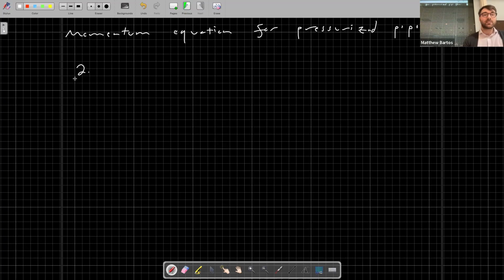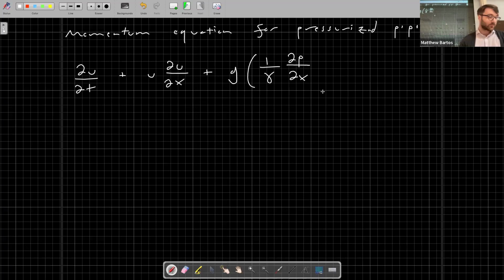we have du/dt plus u du/dx plus g times the quantity 1 over the specific weight times dp/dx minus the bottom slope plus the friction slope is equal to 0. All right, so which of these terms can we remove from the assumptions that we stated on the previous slide? The first one. The system's at steady state, so du/dt is going to be equal to 0.